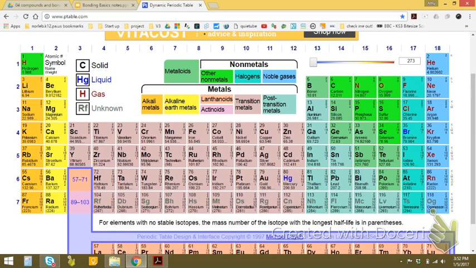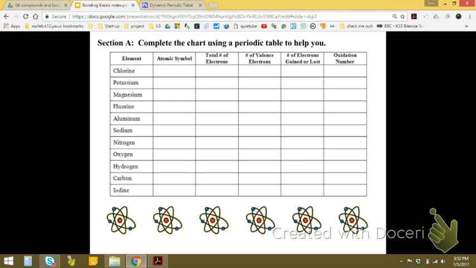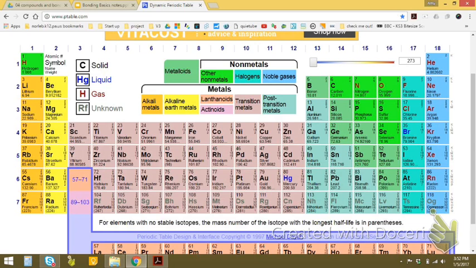In future assignments, I'm not going to be giving you this information. You're going to have to figure it out for yourself. So, let's start with chlorine. Chlorine's atomic symbol is Cl. It has 17 total electrons. And if we switch back over to the periodic table, you'll see here chlorine is found in this place in the periodic table. It has an atomic number of 17, which means 17 protons, and also 17 electrons.